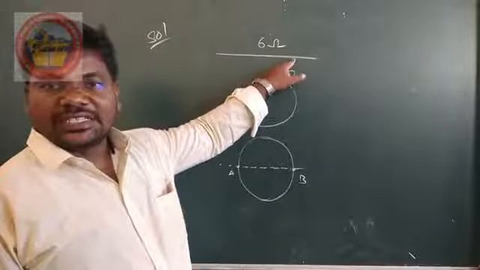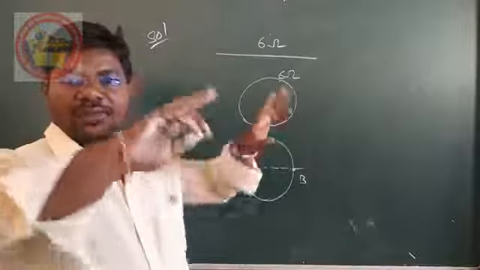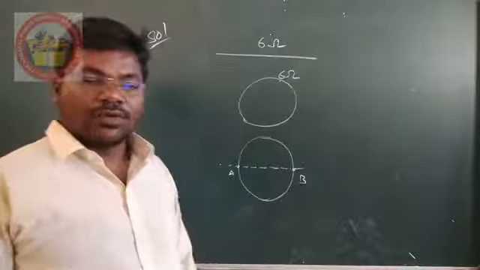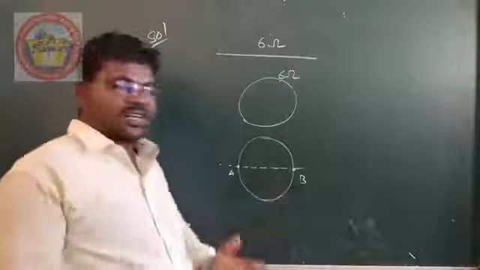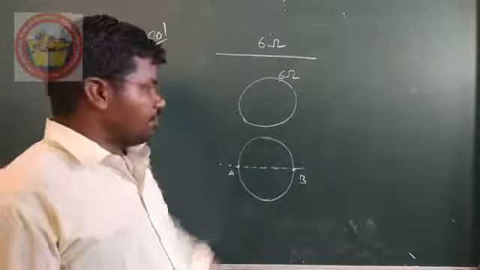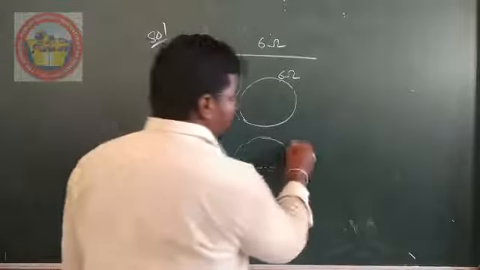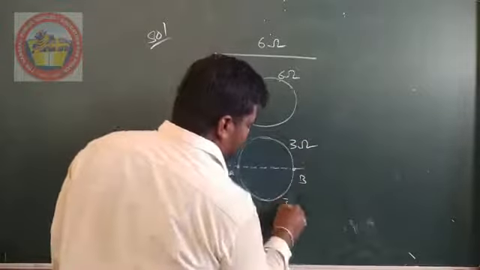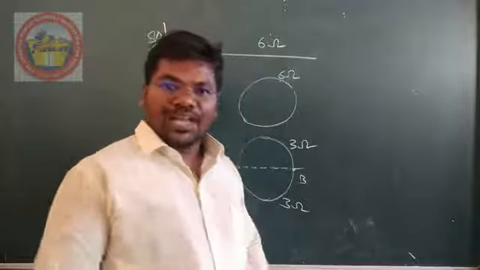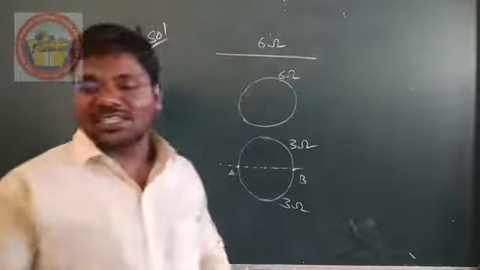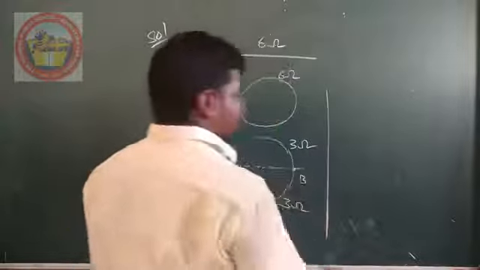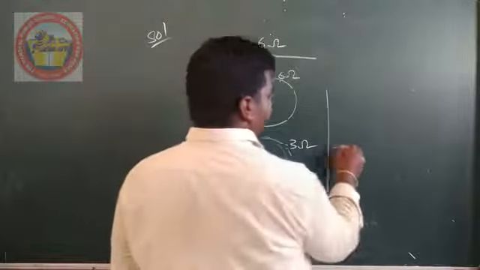This wire has 6 ohms, and we bend it like a circle. The diameter divides the circle into equal parts. So the upper part has 3 ohms and the lower part has 3 ohms, because resistance is directly proportional to length. When the length is halved, the resistance is also halved. So these two 3 ohm resistors are in parallel between A and B.